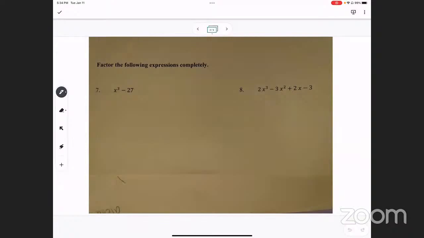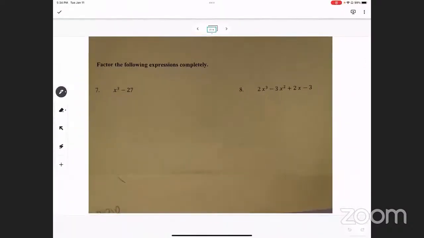Okay. So factor completely. Stop me if I'm going too fast, or if you have any questions for me. This first one here, notice it's a difference of perfect cubes, right? 27 is 3 cubed, right? So do you remember this formula? Sometimes they refer to it as SOAP.